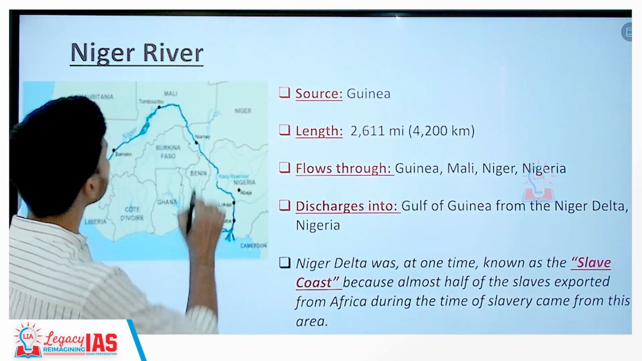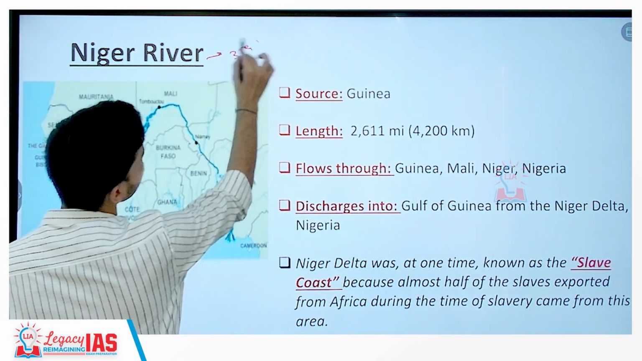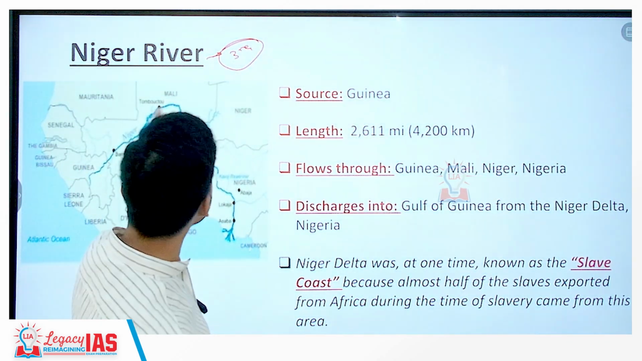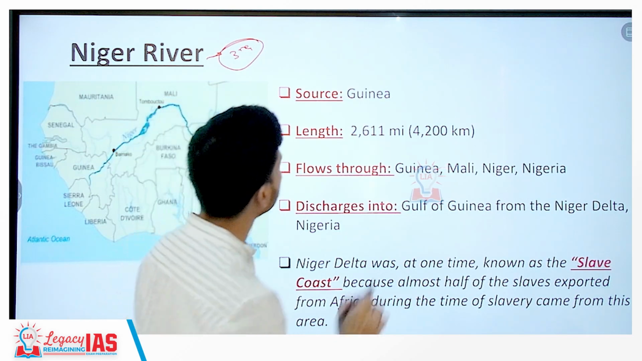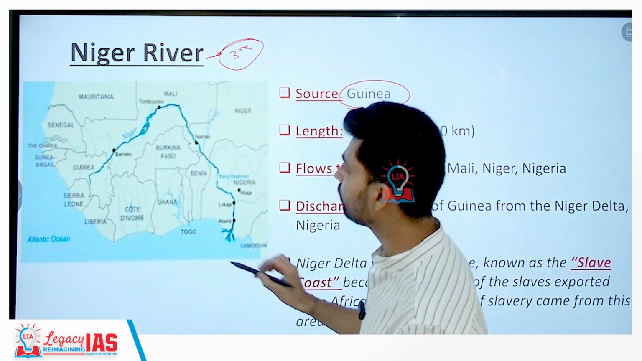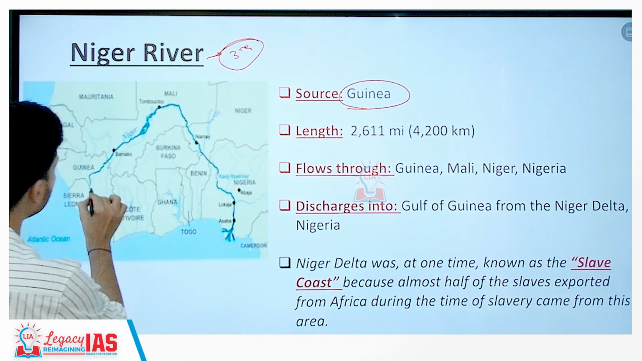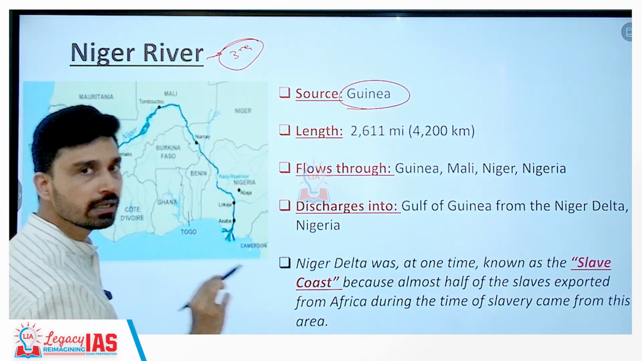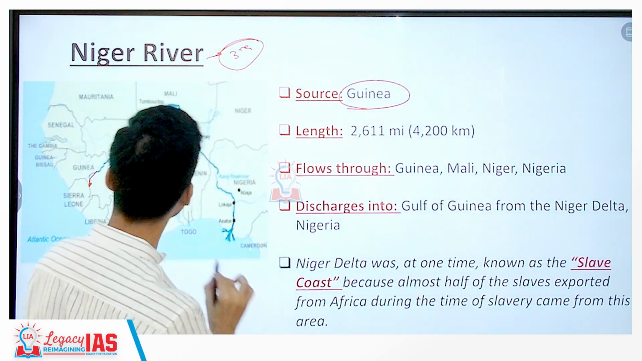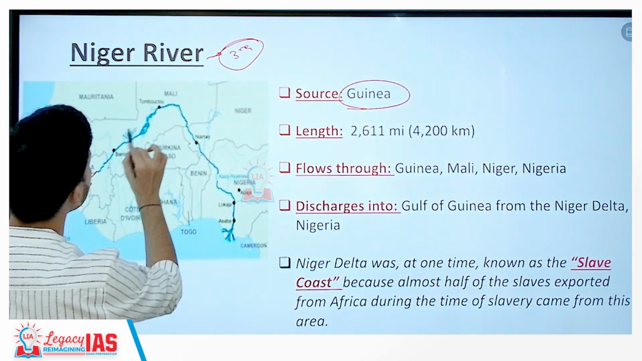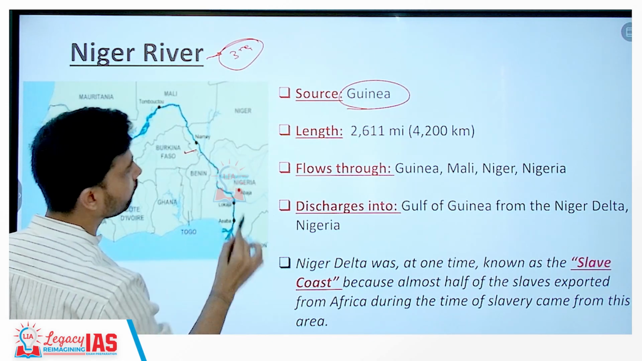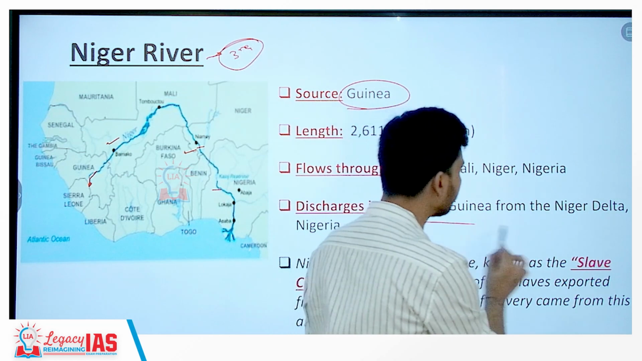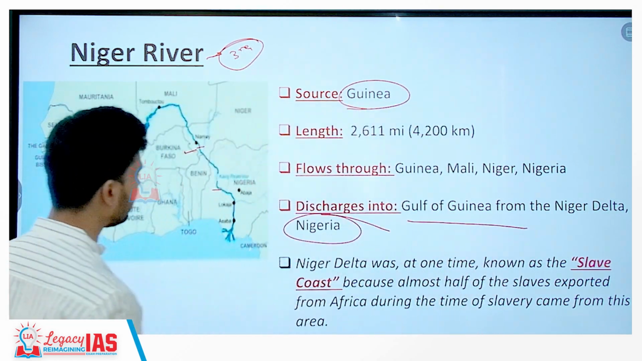The third river, which is also the third longest river of Africa and one of the most fertile regions of Africa, is the Niger river. Source is Guinea, as you can see from here. This is a country along the western coast of Africa called Guinea. Again, it flows in an arc-like shape, as you can see. Similar kind of flow pattern as we have seen in the case of Congo river. Flows through Guinea, then you have another country that is Mali, then we have Niger, then we have Nigeria. Then discharges its water into Gulf of Guinea from the Niger Delta, Nigeria.